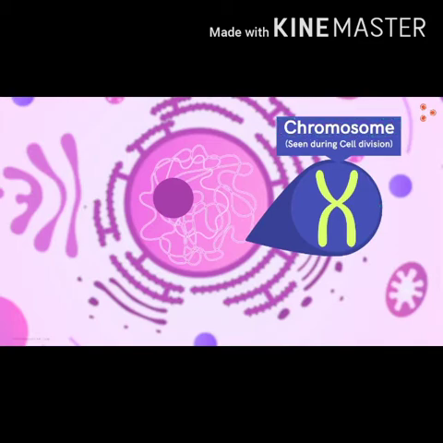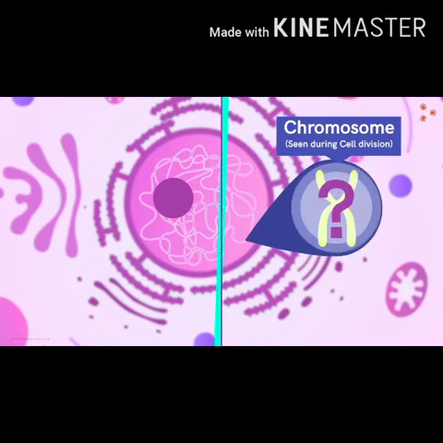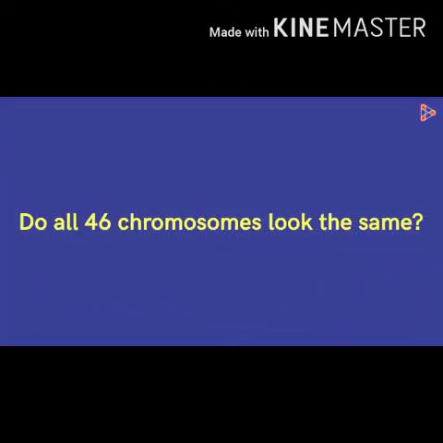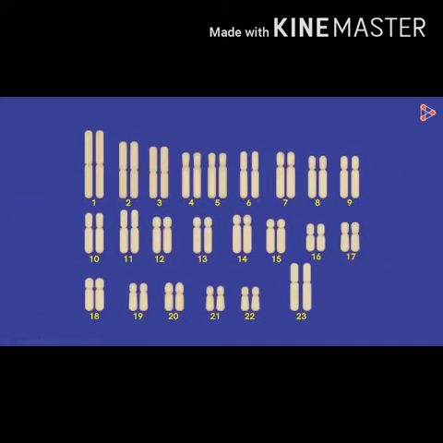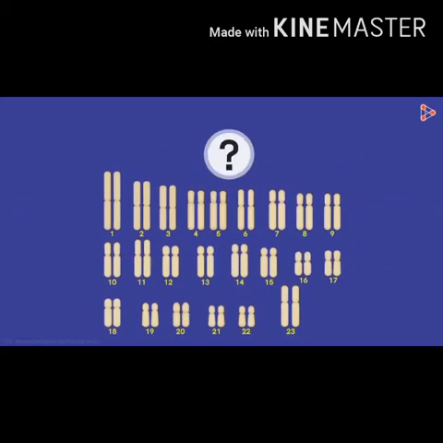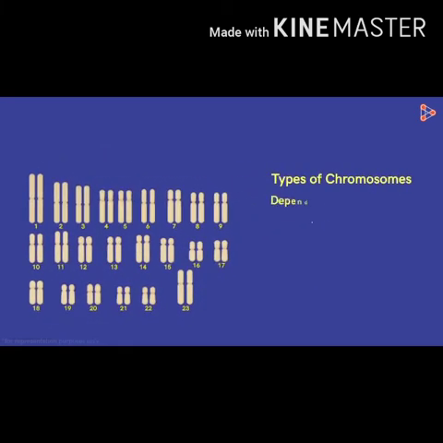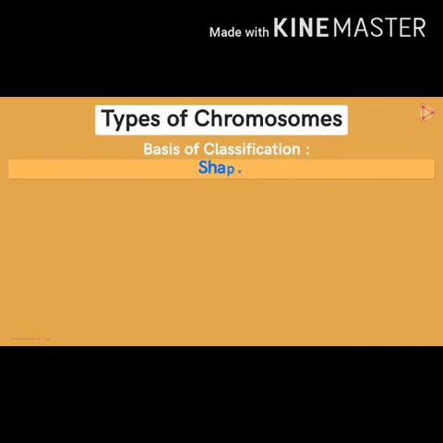But tell me, do all chromosomes look exactly like this? Do all the 46 chromosomes look the same? If yes, then why do we say that there are 23 pairs of chromosomes? What helps us categorize these chromosomes as pairs? Well, all chromosomes are not exactly like one another. They come in types depending upon their structure or shapes and functions. The first basis for classification is shape.